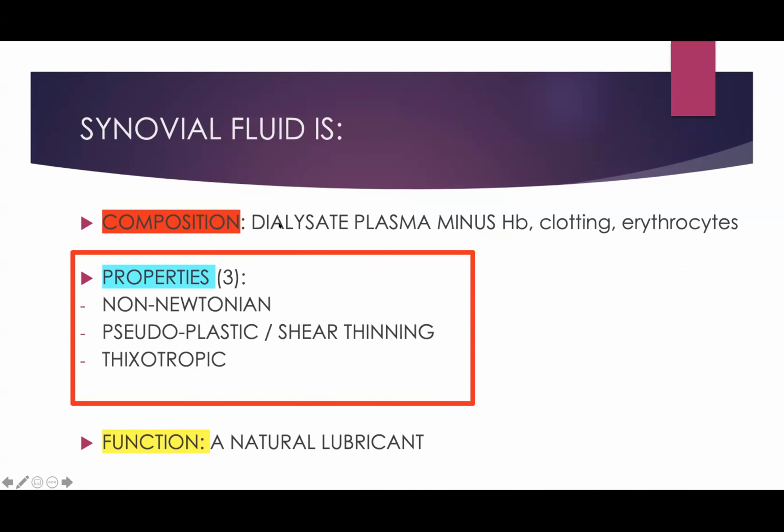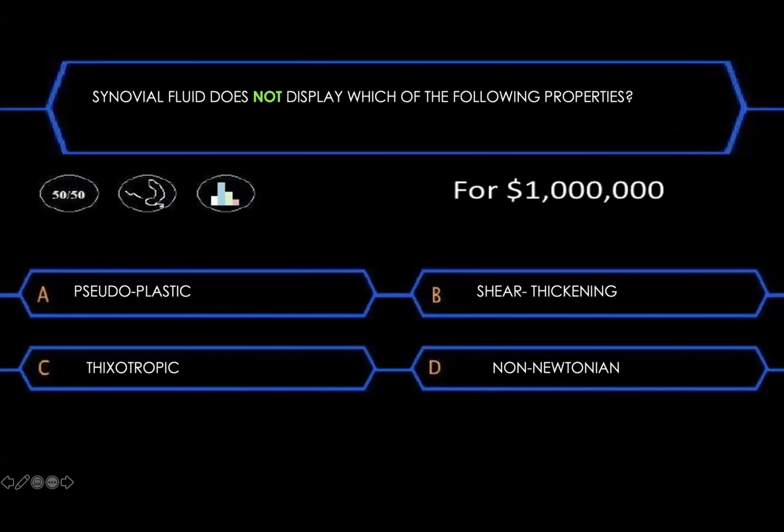So synovial fluid is defined as a dialysate of plasma minus hemoglobin, clotting factors, and erythrocytes. And this is a common question in the MCQs, guys. So synovial fluid has these three properties. It's non-Newtonian, so it doesn't obey that equation. It's thixotropic, so it's got a time-dependent decrease in viscosity in response to a constant shear rate. And then it's also pseudoplastic, or undergoes shear thinning as well. And it functions as a natural lubricant, okay?